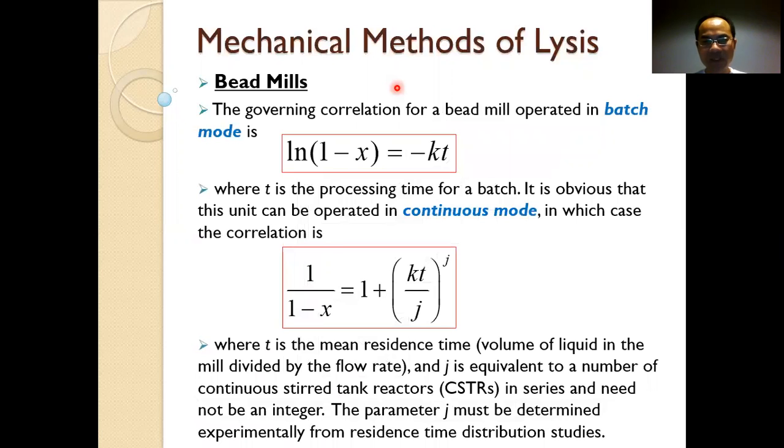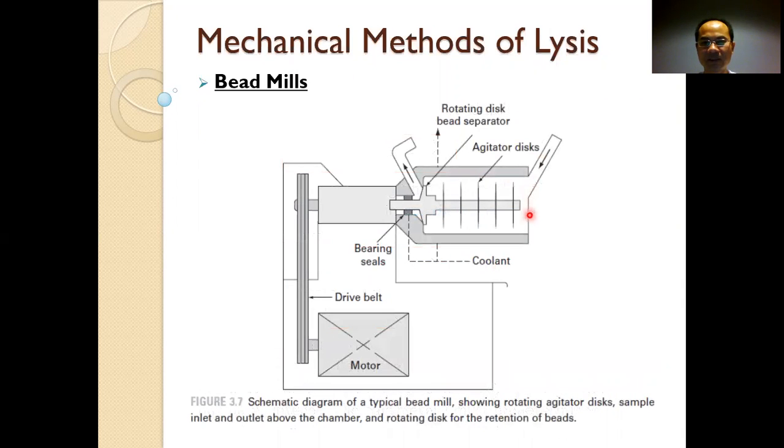For the bead mill, we can express the batch mode. We can use an equation to describe the operation of the batch mode: log(1 minus x) equals minus kt, where t is the batch time. What is the batch time? For this case, it is the time from when the feed starts here until it finally comes out of this. This is the batch time.